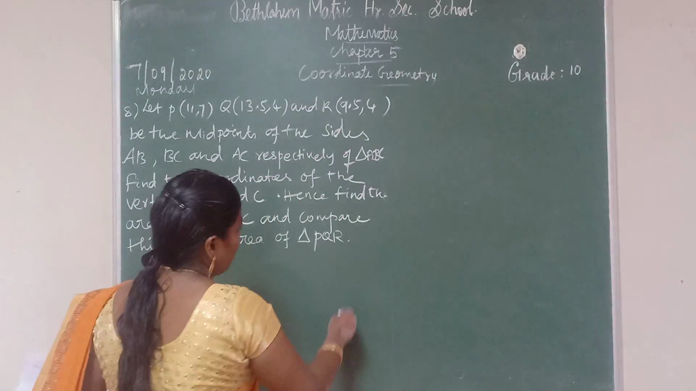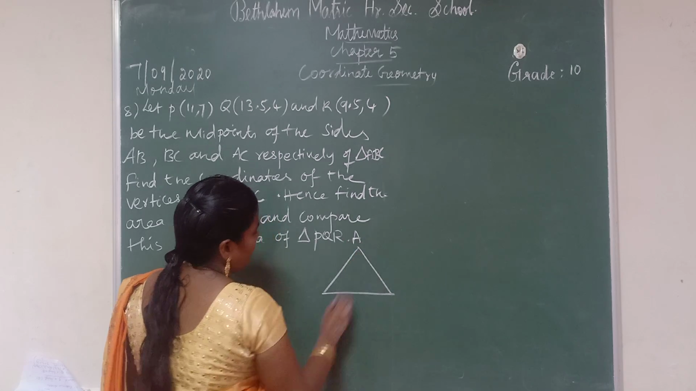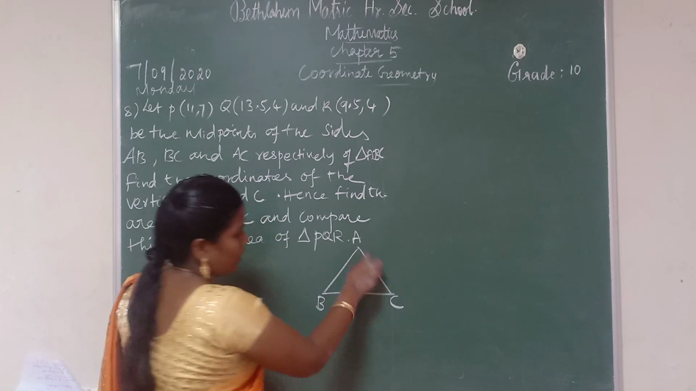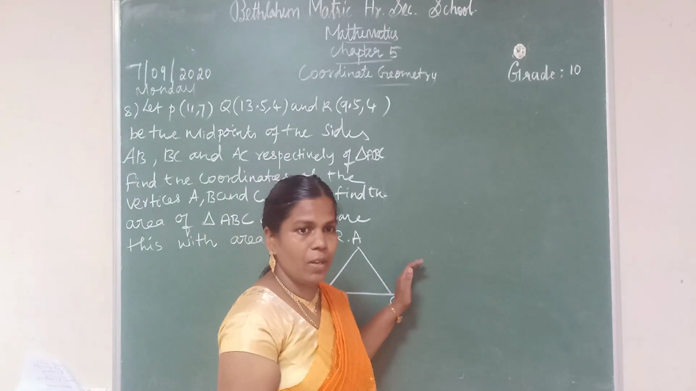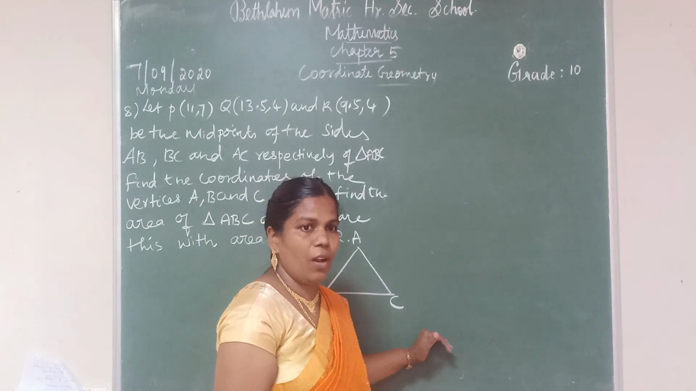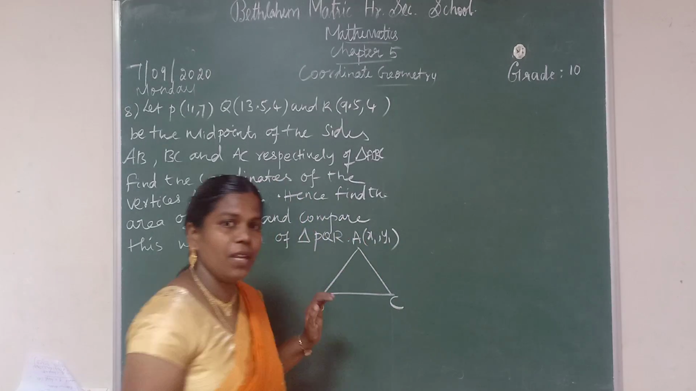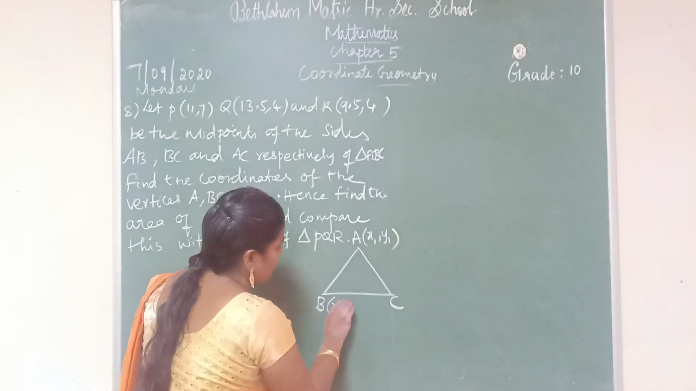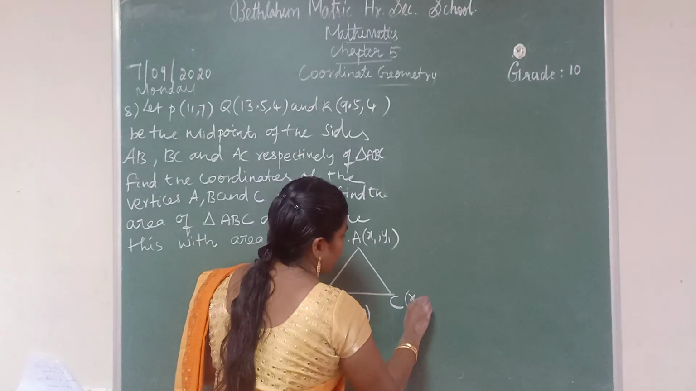Let's take the triangle ABC. The coordinates of A, B, C were not mentioned, so let us take A as (x1, y1), B as (x2, y2), and C as (x3, y3).